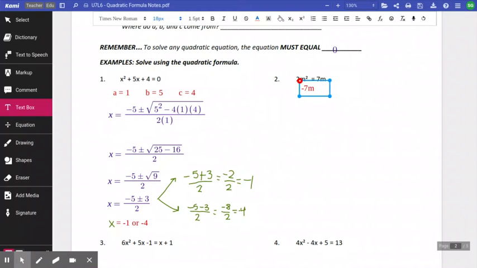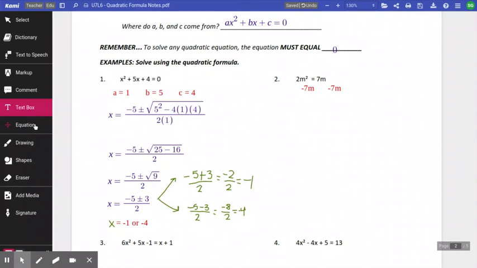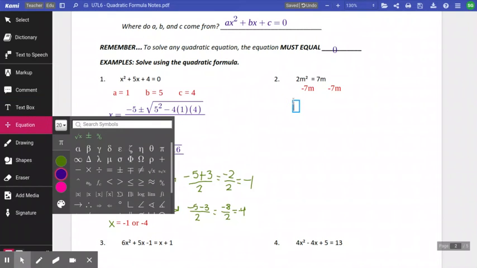My God, you all probably think I can't type. Minus 7m. When we do that, what are we left with? Well, on this left side here, I've got 2m squared minus 7m. We cannot subtract those because this is m squared. The other one is m. They have different exponents, so they're not like terms. So I'm just going to write it all down. I'm going to write 2m squared minus 7m.